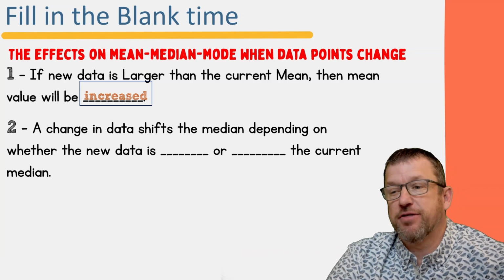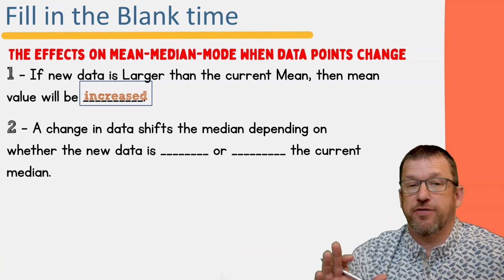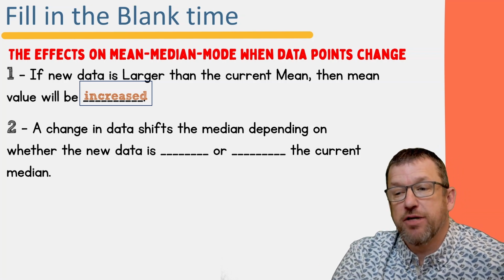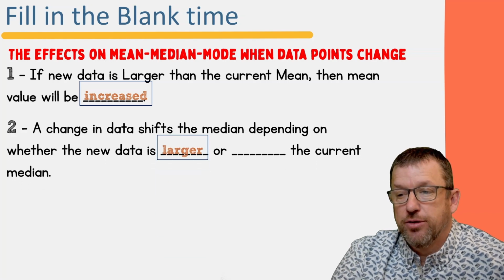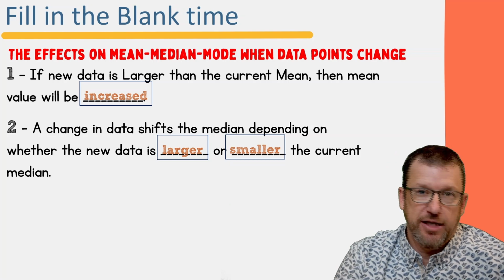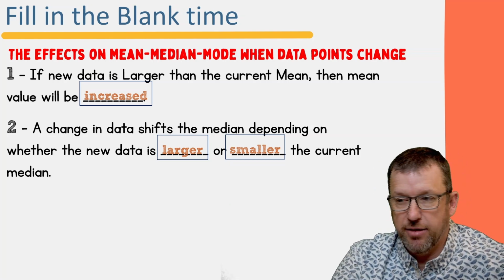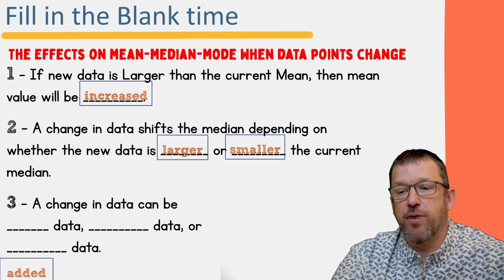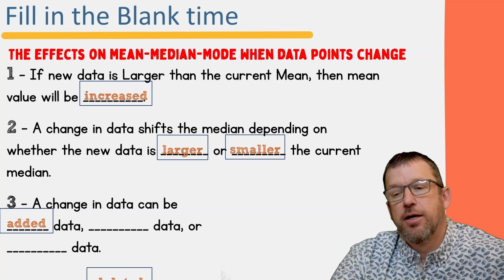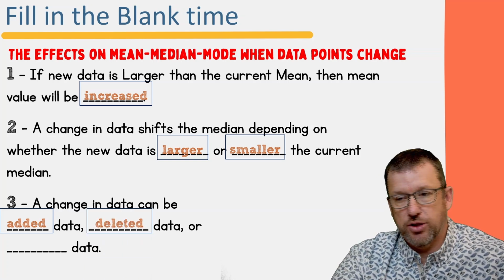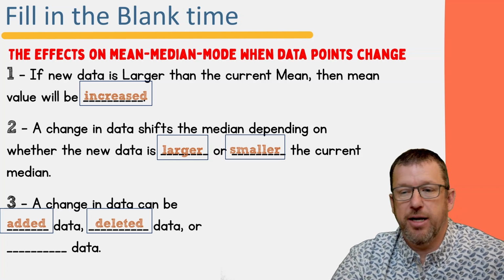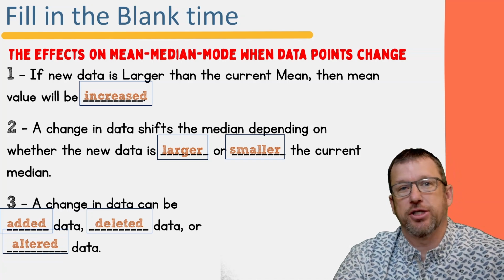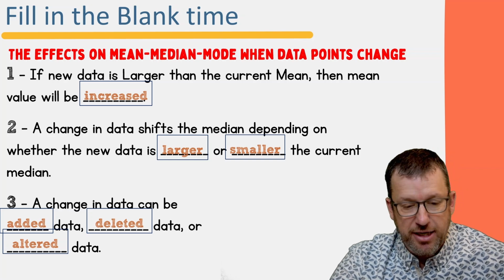Okay, if the change in data shifts the median, it depends on whether the new data is larger or smaller than the current median. So in other words, if I get a new piece of data, altered data, changed data, how's it going to impact the median? Well, it depends on if it's left of the median or right of the median, and that helps dictate if the median goes up or down. And a change in data can be what? That can be added data, like a new house, deleted data, like a score we just don't want to use anymore, such as an outlier we could eliminate, or altered data. Someone gave us wrong data or we calculated something wrong. That's going to change the median, and potentially change the mean, median, and mode.